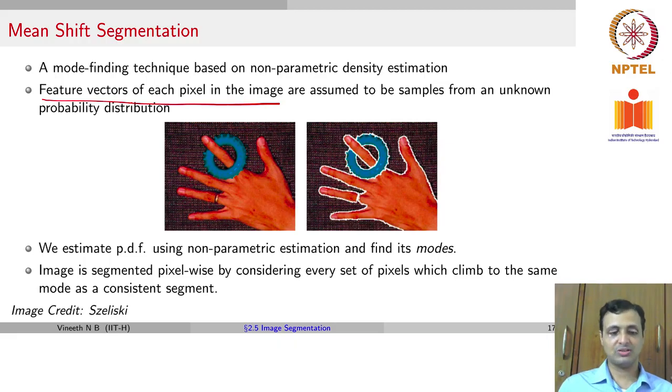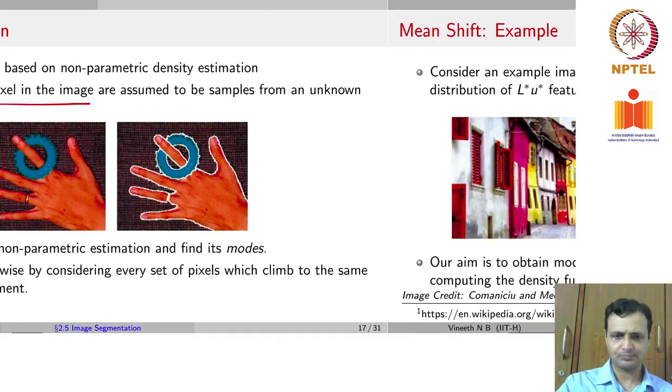Remember, in some sense, the modes would be like what we had for the watershed segmentation, although in that case we did a minima. Now we're going to talk about a maximum. And then the image is finally segmented. Once you identify the modes, the image is segmented pixel-wise by considering every set of pixels which climb to the same mode as a consistent segment. We'll describe this over the next few slides.